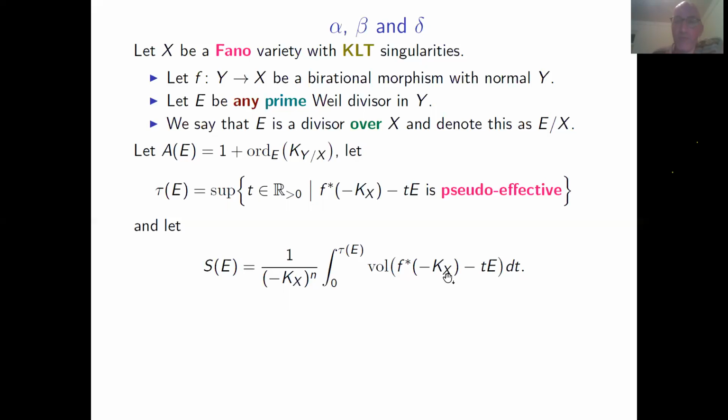If you don't know what volume is, it's okay. So basically, if this divisor is nef, volume is just the top self-intersection, the top degree, the nth power of this divisor, where n is the dimension. But if it's not nef, but still kind of big, then one option is to consider the Zariski decomposition and take the volume of the nef part, or you can blow up X a little bit if you don't have a Zariski decomposition, such that the corresponding divisor has a Zariski decomposition, and then you have a nef part, or you can define it using the asymptotic Riemann-Roch. So instead of giving a definition, I will just show one example on one slide later.